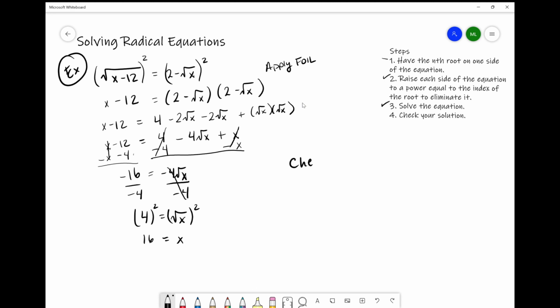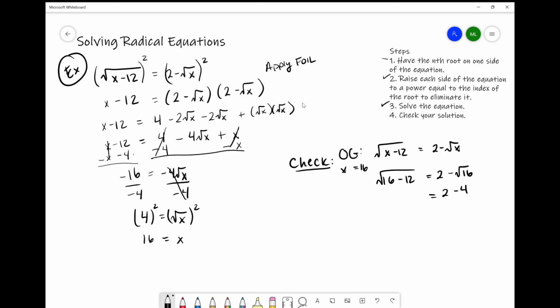So check. Let's do our check down here, over to the right. So our original, I guess I'll just call it the OG. It's x minus 12 is equal to 2 minus root x. This was our original. And when x is equal to 16, let's plug that in. 16 minus 12 is equal to 2 minus the root of 16. Take the principal root, the positive root, so you have 2 minus 4 on this side, and then 16 minus 12 here.